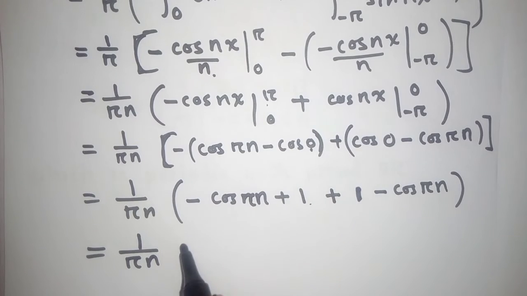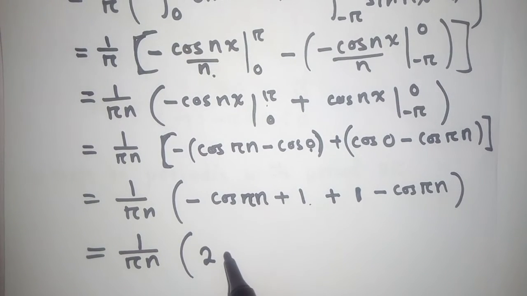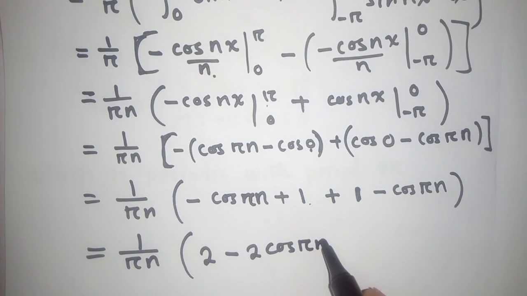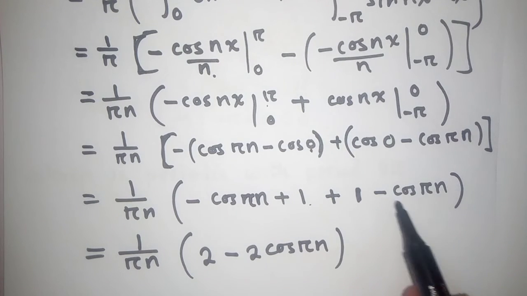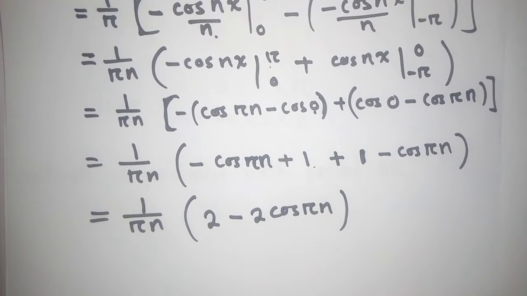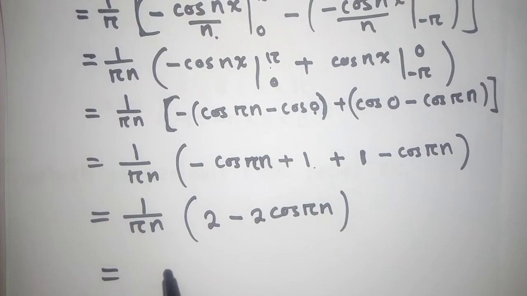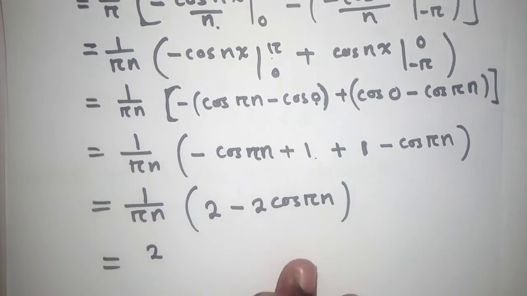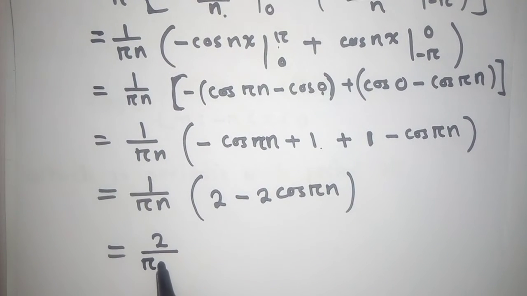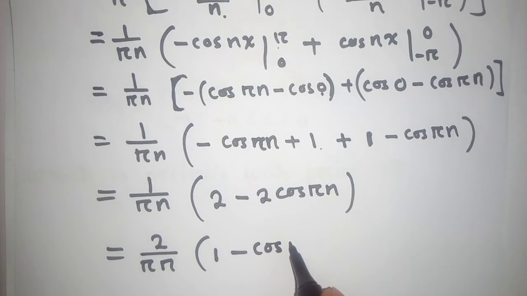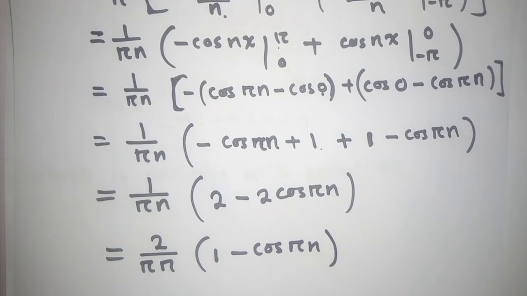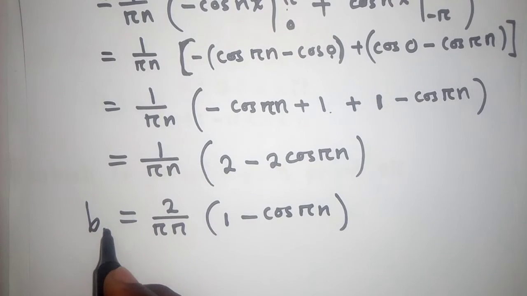This can be added, or these two can be added. It will be 2 minus 2 cos pi n. These two can be added, and this and this can also be the same. So here, if we want, we can factor out a 2 outside the brackets. We remain with a 1 minus cos pi n. Okay, so this is our b n.